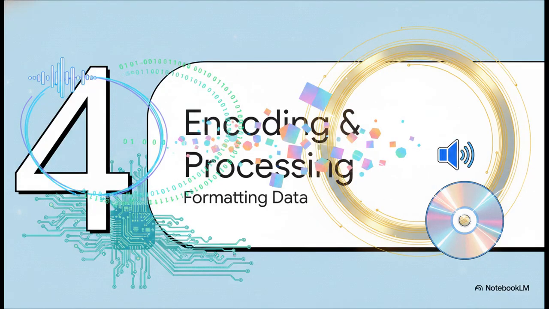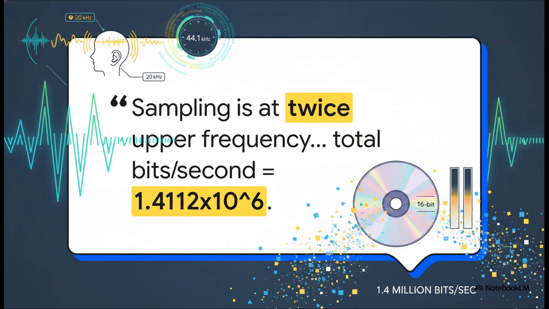Let's dive into Section 4, Signal Encoding and Processing. This is where we format that raw data. You might be wondering, why 44.1 kilohertz? Well, human hearing naturally caps out at about 20 kilohertz. The Nyquist theorem tells us we have to sample the audio at slightly more than double that upper limit to recreate it perfectly. Hence, 44.1 kilohertz is established as the standard. Multiply that by 16-bit audio across 2 stereo channels, and we hit a massive baseline processing requirement of just over 1.4 million bits per second.